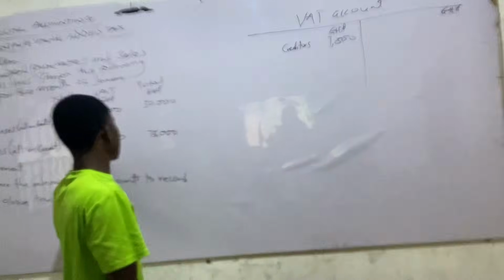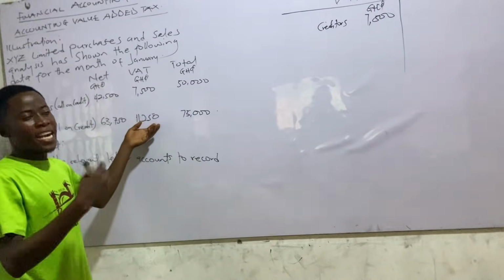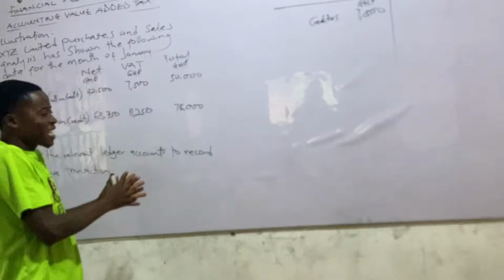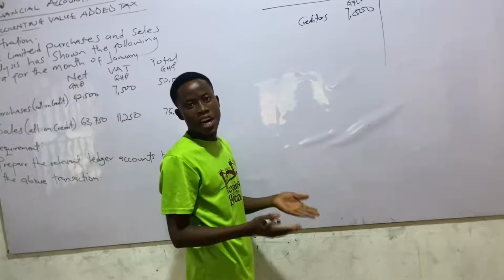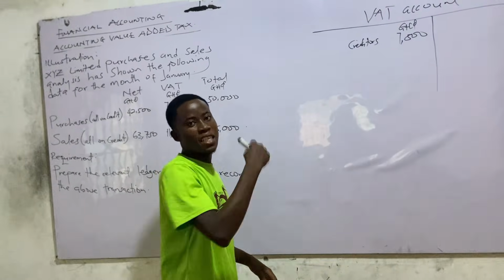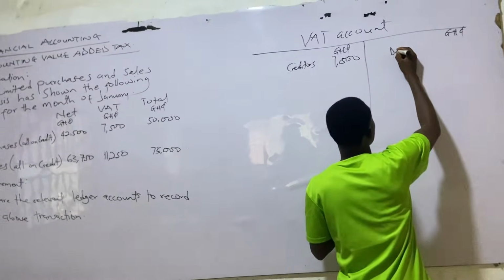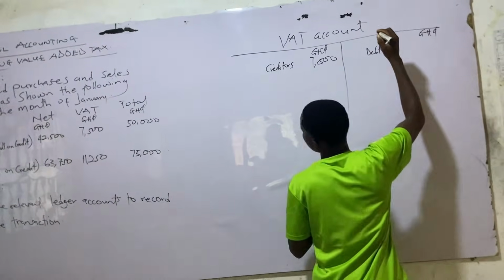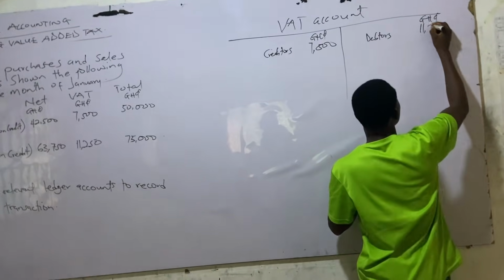Also, in the debtors account, we have 11,250 at the debit side of the debtors account as VAT. So for every debit entry, there must be a corresponding credit entry. So we are supposed to enter the 11,250 as a credit entry in the VAT account. So we have our debtors here as well. We have debtors, which is 11,250 Ghana cedis.